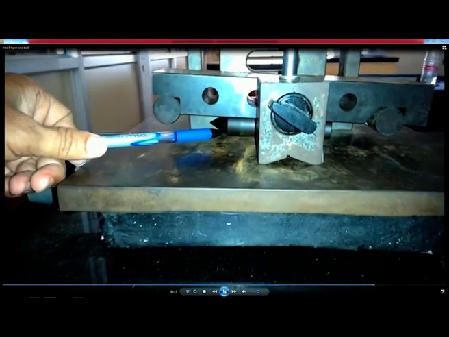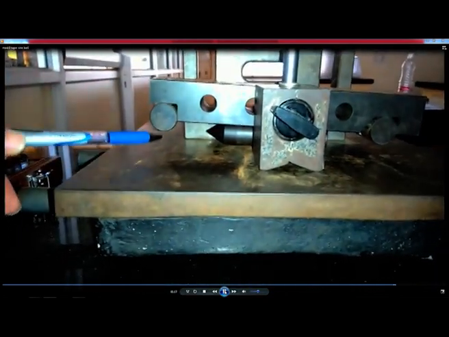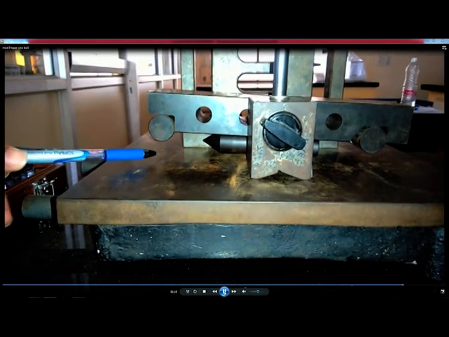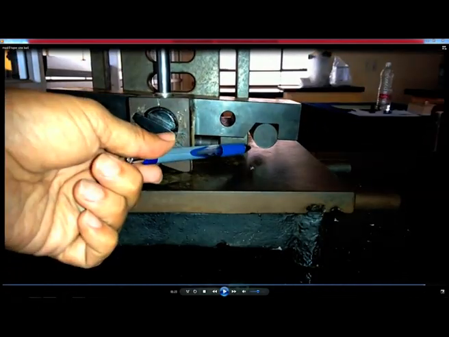Now, we can see the component, the tapered component below the sine bar, and then this gap between the cylinder and the surface plate should be filled using slip gauges. So, that will give H1, height H1. And on the other side also we should fill the gap between this cylinder and the surface plate using slip gauges. So, that will give H2.